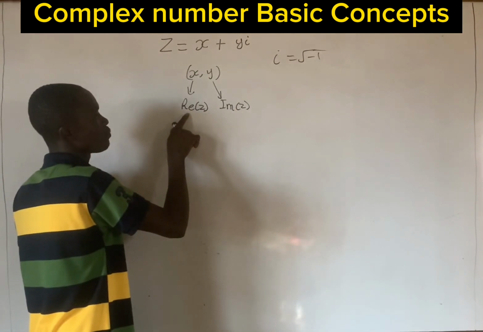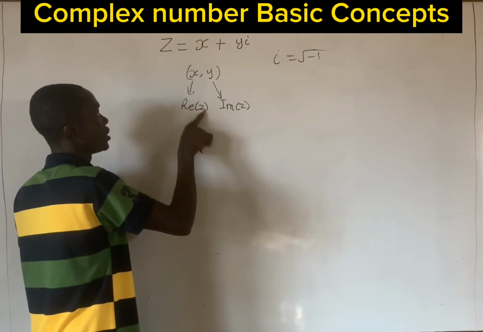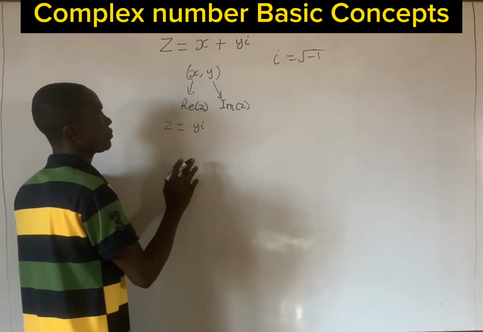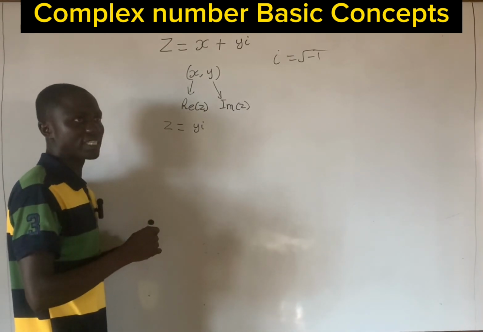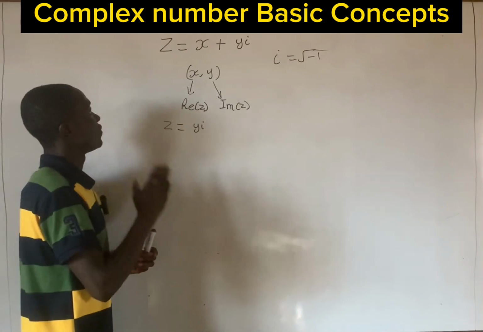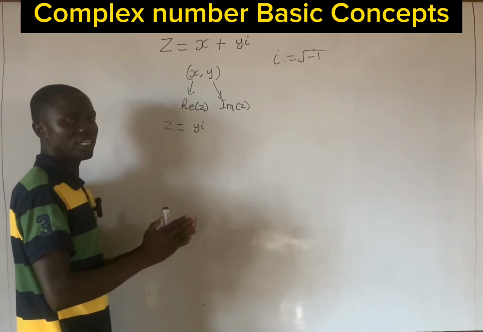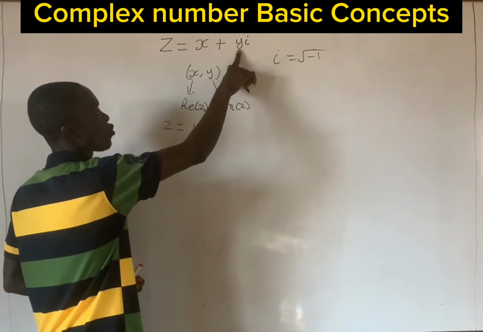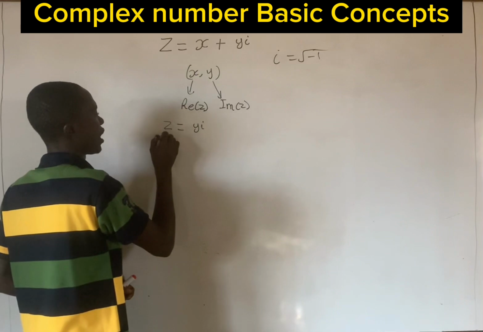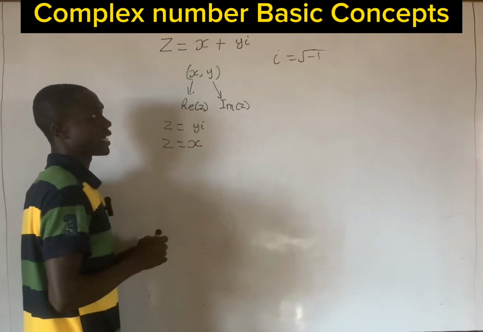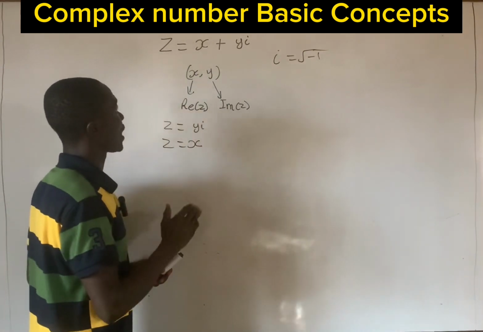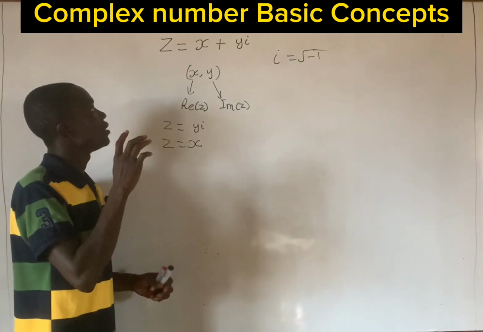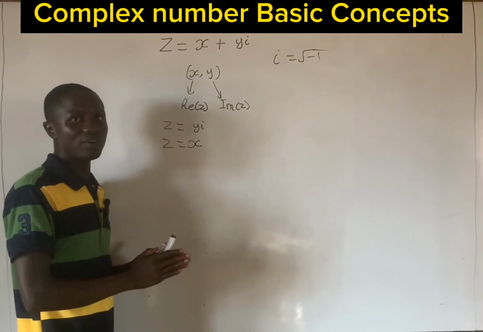If I put the real part to 0, then I'll have z equals yi. So it means that if the real part of the complex number is 0, then the complex number is purely imaginary. And if I put the imaginary part, that is y, equal to 0, then I'll have z equals x. It means that if the imaginary part of the complex number is 0, then the complex number is purely a real number in a very simple way.